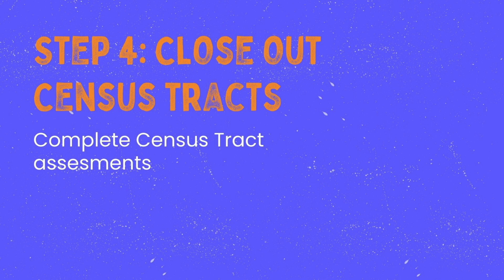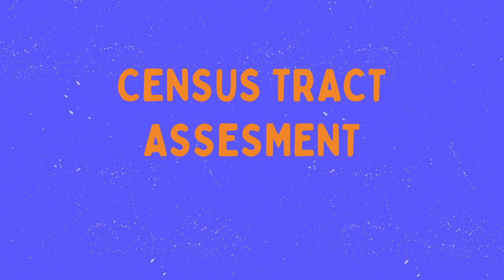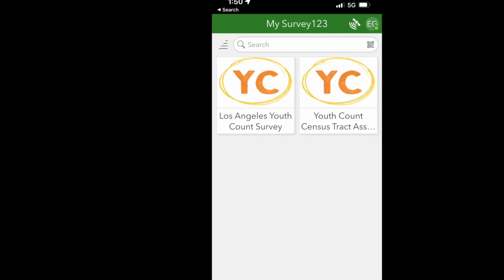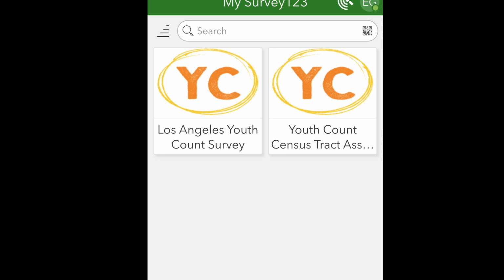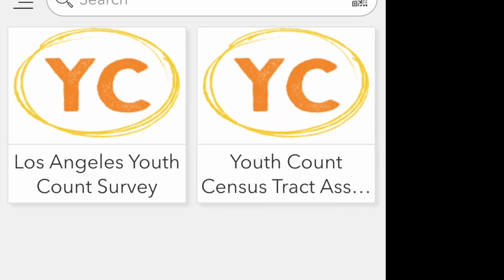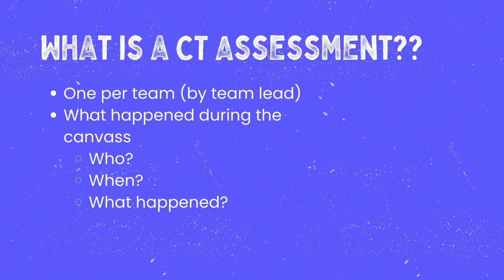During this part, we will talk about what to do after you are finished surveying all the young people in the census tract that you have been canvassing, and how you will close out census tracts, marking them complete. To mark a census tract complete, you will need a CT assessment, or a census tract assessment. A census tract assessment is a separate survey. You will find the survey within your Survey 123 app. Only one census tract assessment will need to be done per census tract.